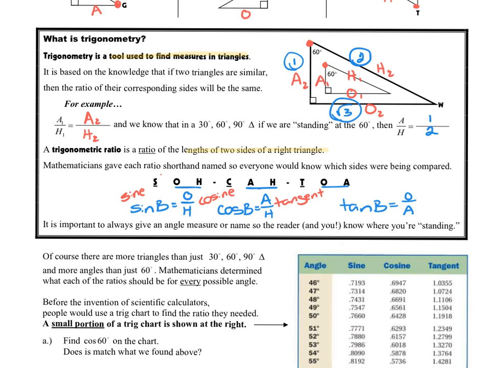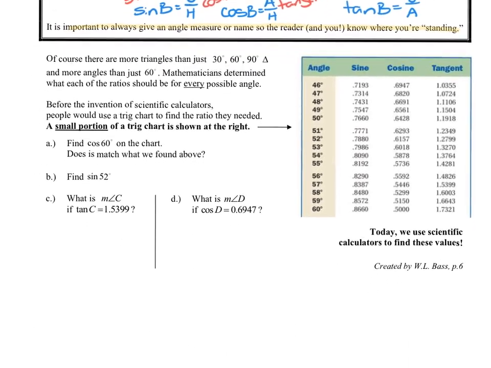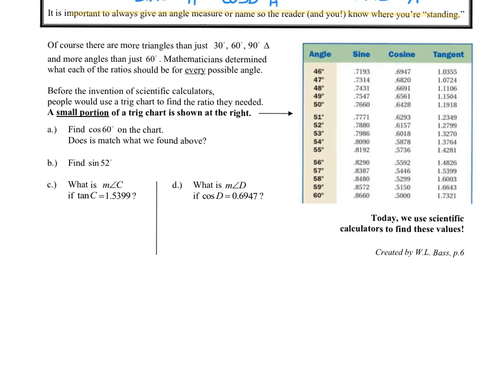And I have this here again as a reminder that it is important to always give an angle measure or a name so we know and can communicate where we're standing. Now, what I've done here is I've looked at specifically a 30, 60, 90 triangle, but let's look down here at the bottom and understand how this is helpful. We know that there are lots of triangles in the world besides just 30, 60, 90 triangles and more angles than just 60. So what mathematicians have done is they have actually gone through and determined what these ratios would be for every single possible angle that exists.